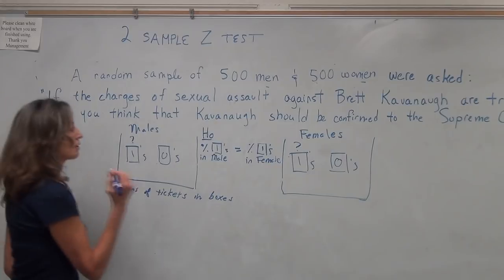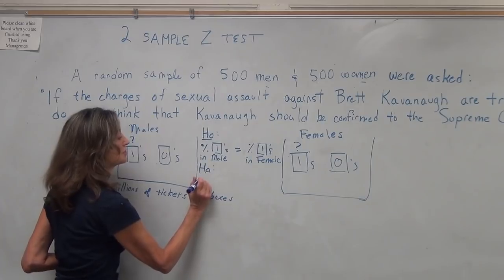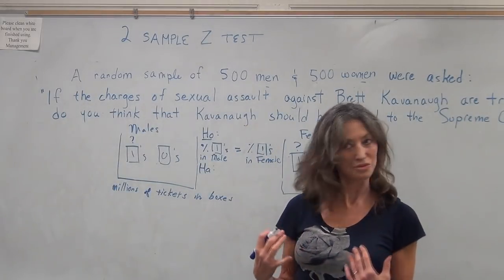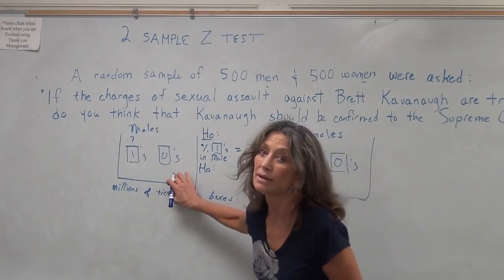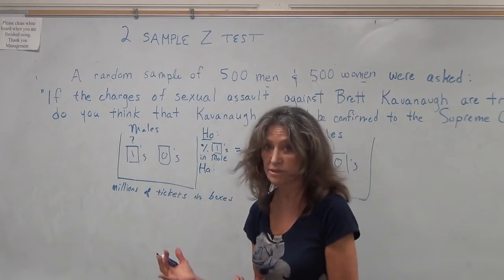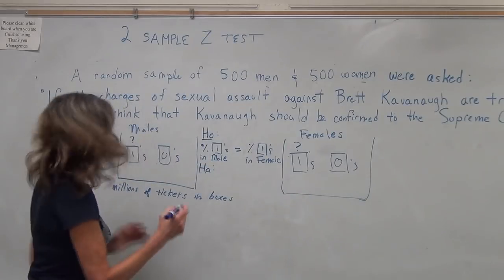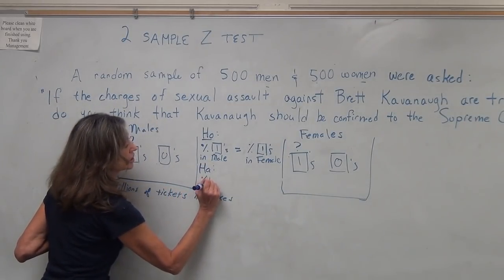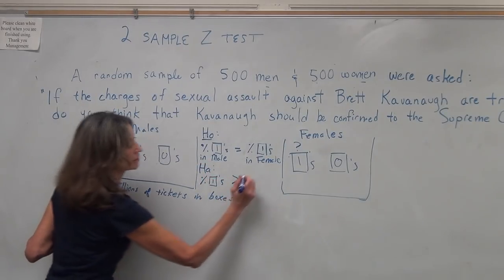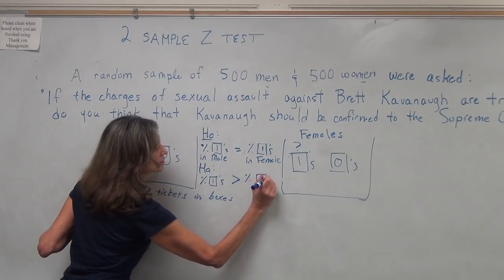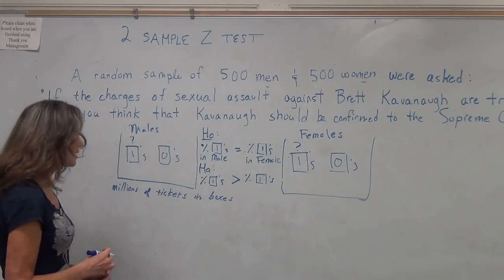Now what would be our alternative? We'll call it HA. Just from past experience, I think that the percentage of males in the population who would say yes to this question is greater than the percentage of females. So that's my alternative: the percentage of ones in the male box is greater than the percentage of ones in the female box. So now what do we do to test this?